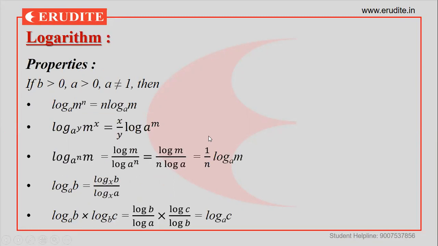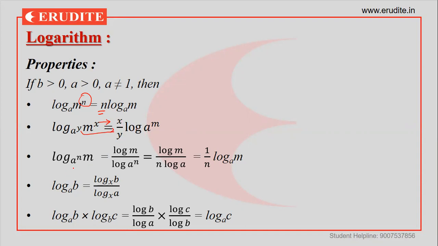Now take the next set of rules, where it is given as log of m to the power n to the base a. So that power n would come outside: n log of m to the base a. Now I am writing both powers: a to the power y is the base, and m to the power x is the number to the base, with powers. This x would come to the numerator, and this y, the power of the base, would come to the denominator: x by y log of m to the base a.